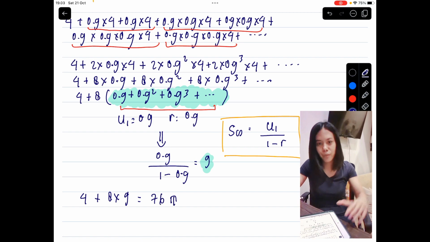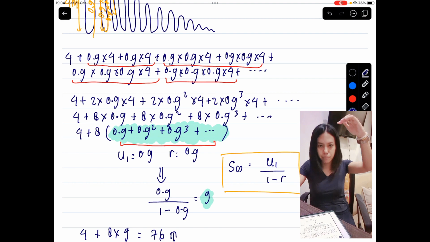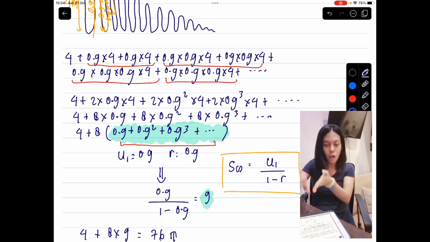So when the ball starts from 4 meters high and goes down, it bounces up 90% of the way, goes down again, bounces 90% of the way, goes down again, until it stops. The whole distance of the ball bouncing up and down is going to be 76 meters.